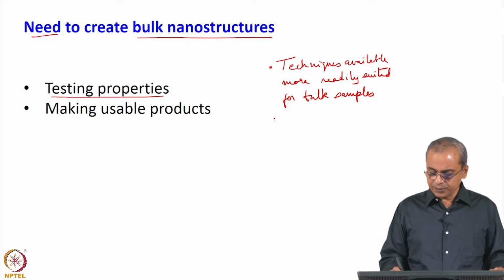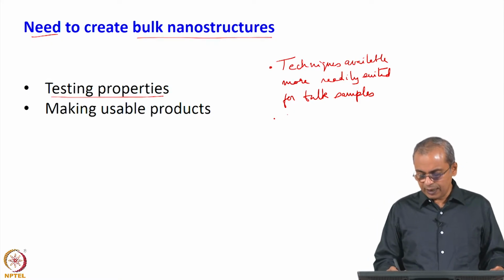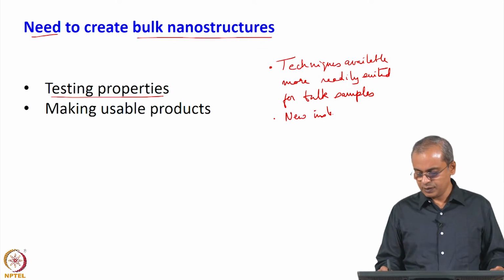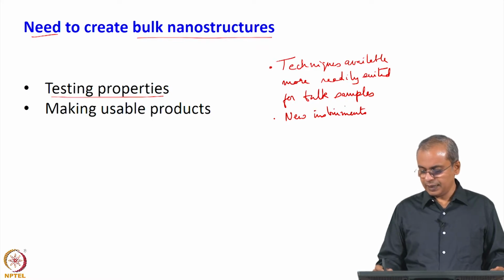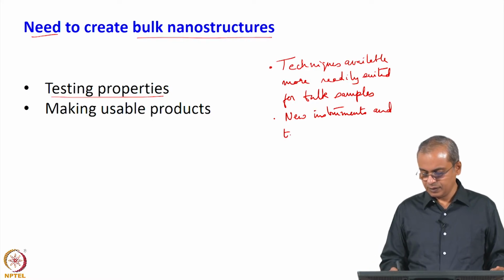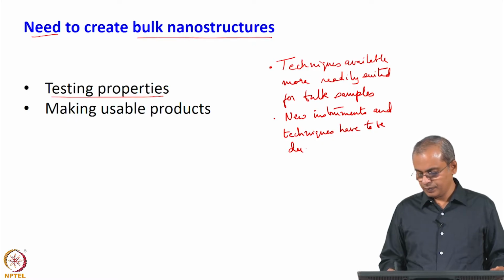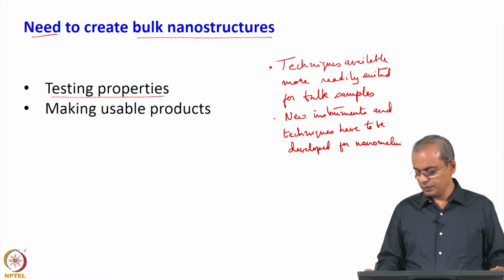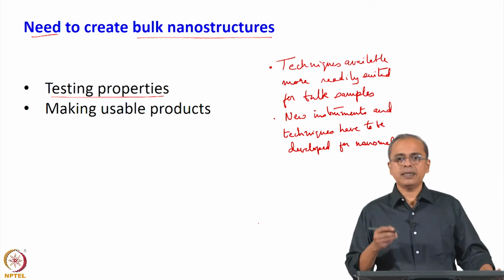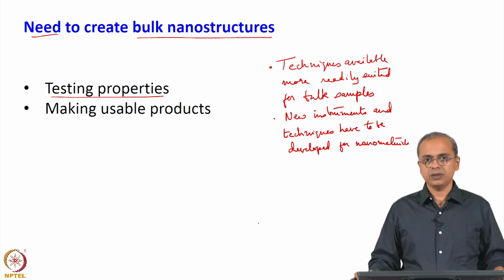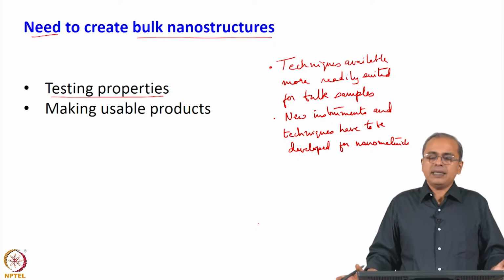So, one of the options that people have then is to come up with new techniques, new instruments and techniques. So, one approach would be that you have to create new instruments and new techniques to handle nanomaterials, but then you have a problem here.